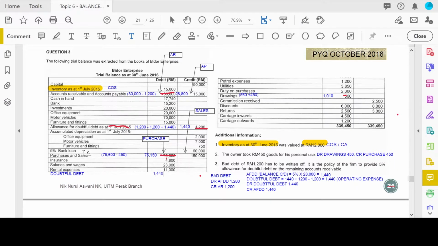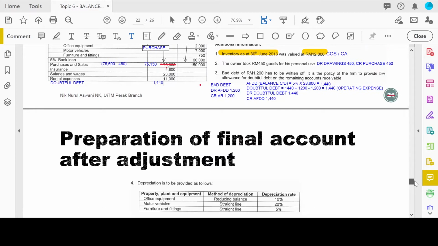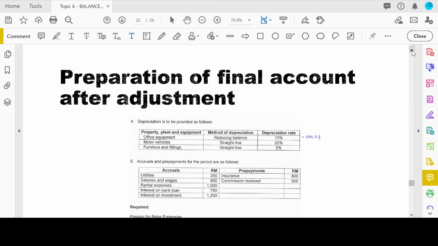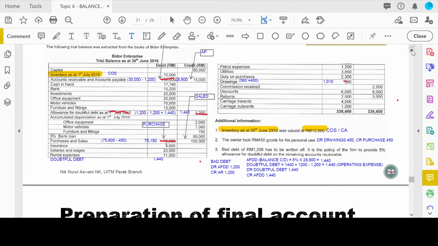Okay, so have we taken into account every adjustment? Yes, so far, yes. Okay, so let's move to adjustment number 4. Adjustment number 4 is depreciation. So we're going to calculate depreciation for office equipment. This would equal, reducing balance method, 10% on carrying value. So how much is the carrying value? Cost minus accumulated depreciation for office equipment.